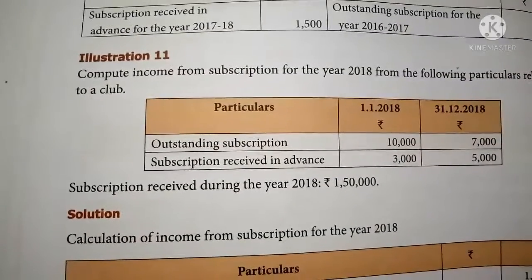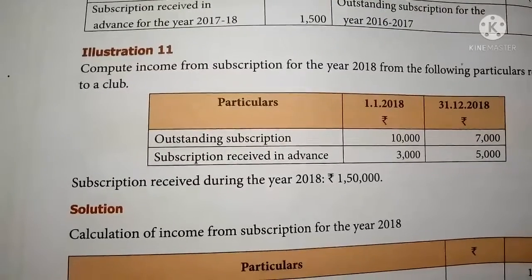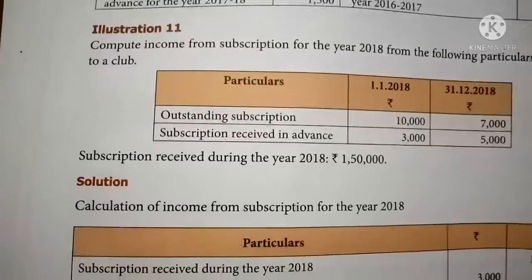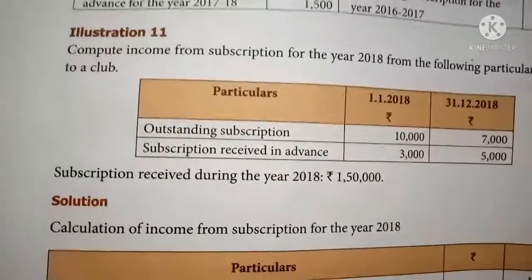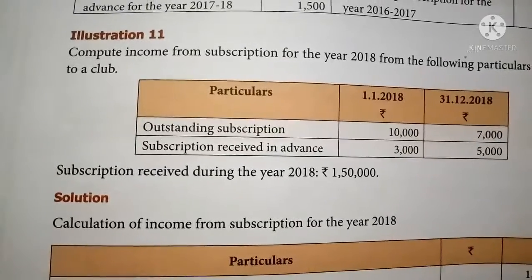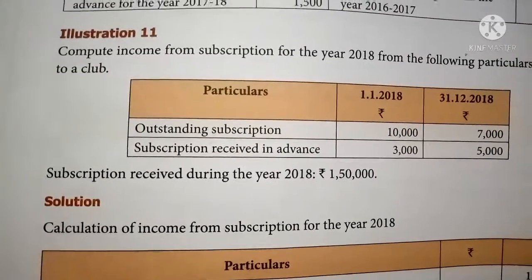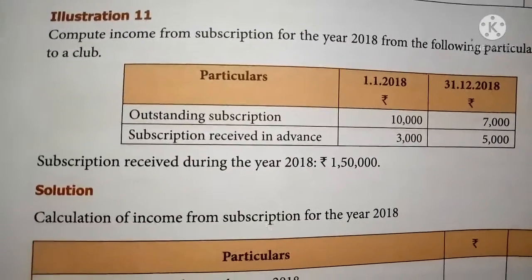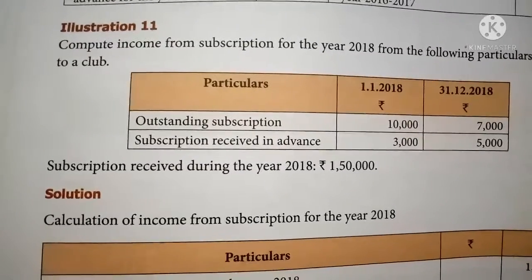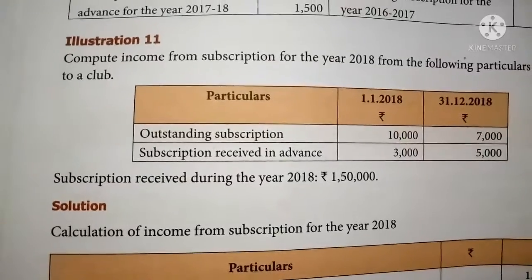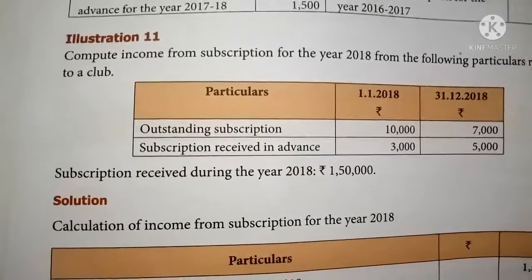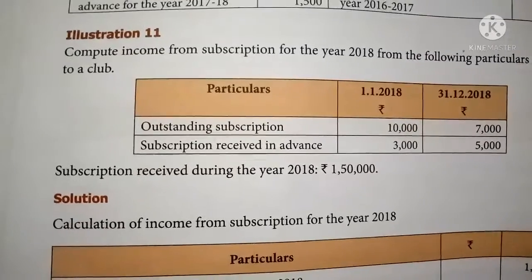So with that information, they are asking to find out the income from subscription to be shown in the income and expenditure account. So they are not asking for the ledger. You can solve this problem from the examination point of view on a white sheet itself, because they are not asking for the account, they are asking just what is the amount to be shown as subscription.